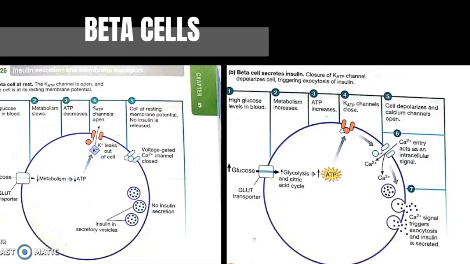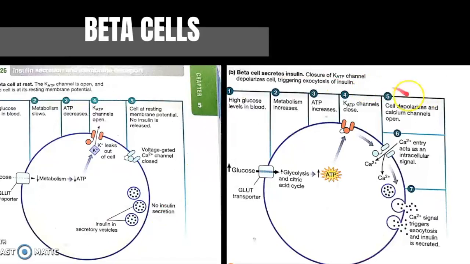This image on your left is a beta cell at rest. The potassium ATP channel is open and potassium is just leaking out down its electrochemical gradient. This voltage-gated calcium channel is closed, and there are low amounts of glucose entering the cell, which means little metabolism and little production of ATP. And then all the way at the end, we have no insulin being secreted.